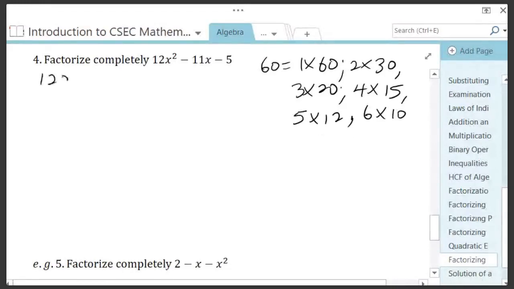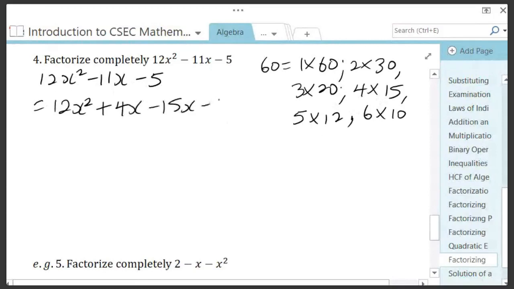So 12x squared minus 11x minus 5. And we want to get here minus 11. So we need to subtract here. One needs to be positive, one needs to be negative. Okay? Notice here that minus 15x plus 4x will end up here with minus 11. So this is 12x squared plus 4x minus 15x minus 5.